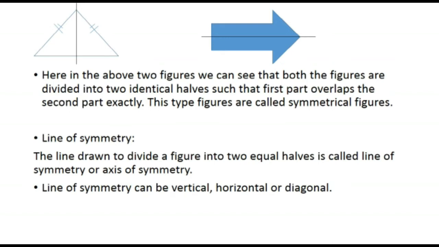Here we can see the vertical line and the horizontal line which are dividing the figure into two equal parts. They are called the line of symmetry, or it is also called the axis of symmetry.